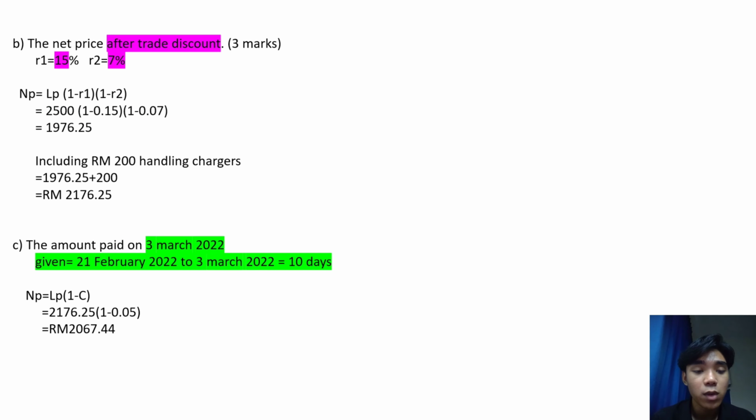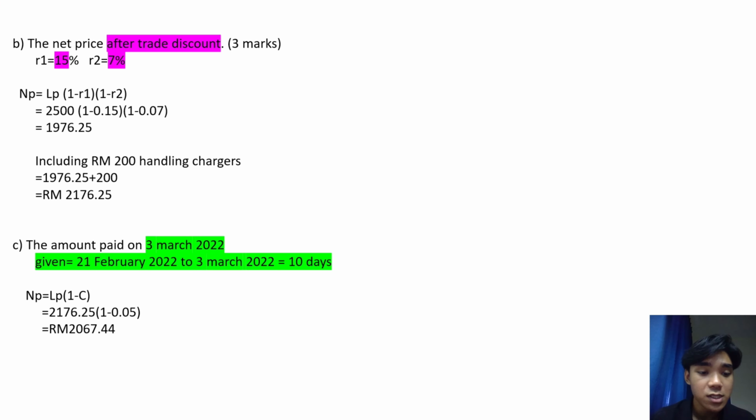We have R1 is 15%, R2 is 7%. So NP equals LP bracket 1 minus R1 bracket 1 minus R2 bracket. So that's our formula. So our LP is 2,500 bracket 1 minus 0.15 bracket 1 minus 0.07 close bracket, and then after we calculate it we will get RM1,976.25, and then include RM200, so we just add it with 200 to our answer, so we will get RM2,176.25.